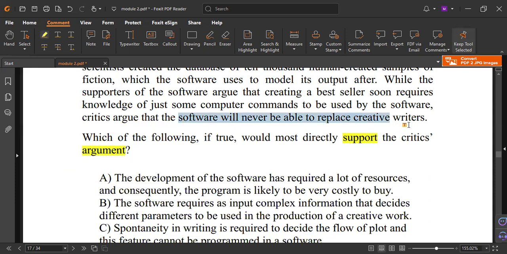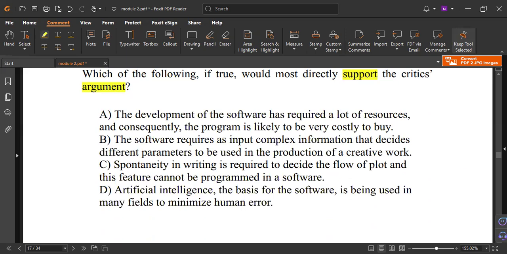Is it, wait, hold on. D. So you would like to make it D? I don't think so. Because this is against his argument.